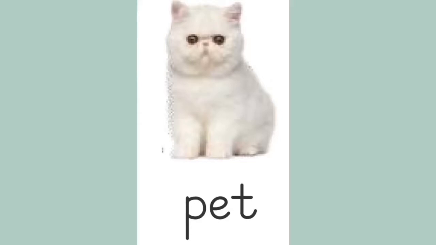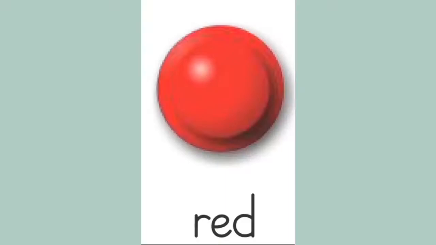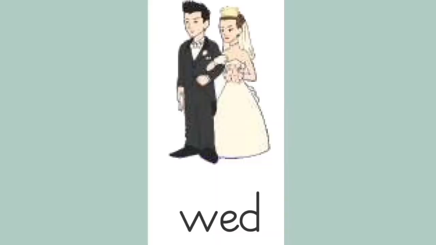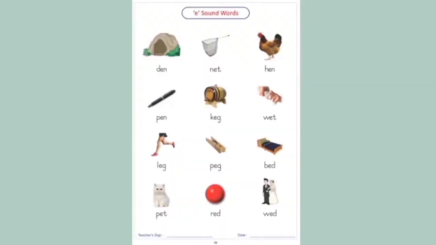PET pet. Animals that live with us. Red. It is a color. Wed. These are all E sound words.